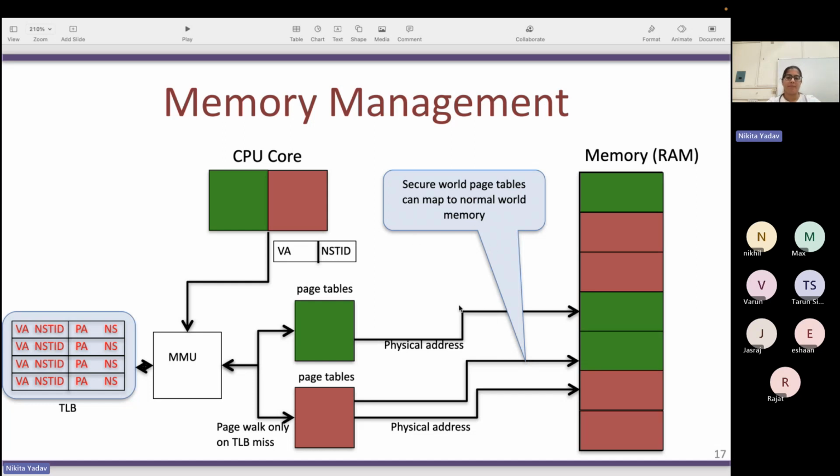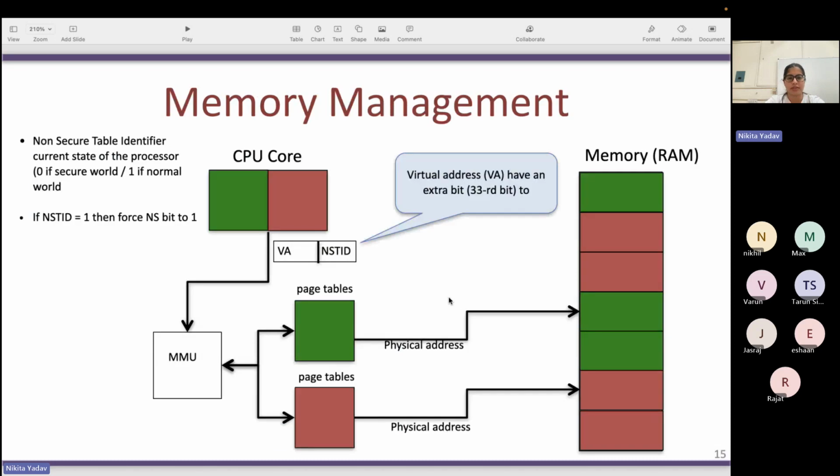What it is saying basically is that in ARM TrustZone, the normal world cannot access the secure world memory, but the secure world can access the secure world memory and also the normal world memory. Basically, the secure world can access any location on the RAM. However, your normal world can access only the memory which belongs to the normal world. That's all.